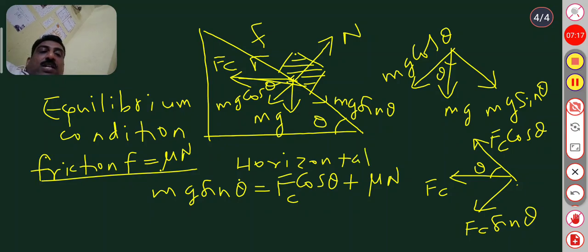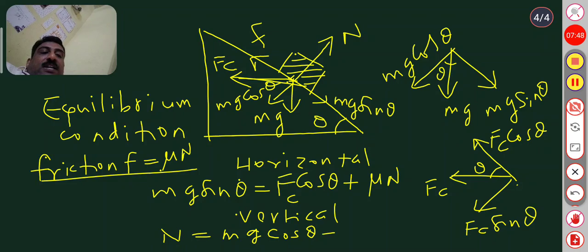And if you want to take the vertical direction, what will be in the vertical direction? The normal reaction is acting upwards, and mg cos theta and Fc sine theta are acting downwards. So the normal reaction is balanced by mg cos theta and Fc sine theta. These are the two equations which you are getting.